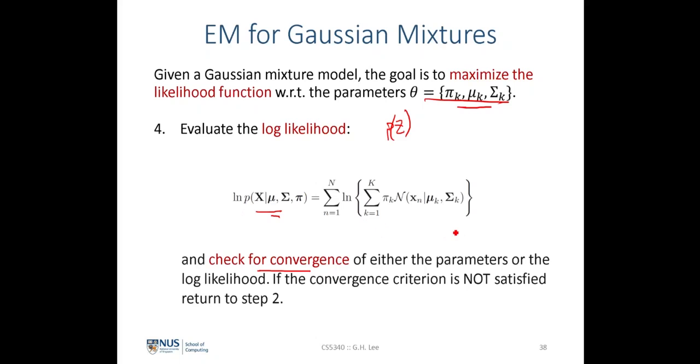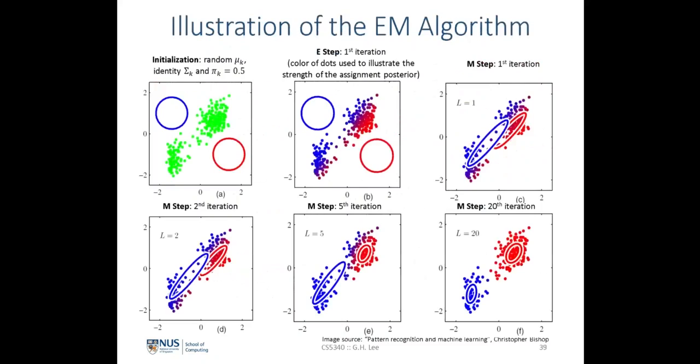Or otherwise, we can also check the parameters, all these parameters. If, for example, I take the difference between the parameters at t and t plus 1, for pi of t and pi of t plus 1, and it's less than a certain threshold, then I will say that it has converged. Similarly for all the other parameters, and I will terminate the expectation maximization algorithm.